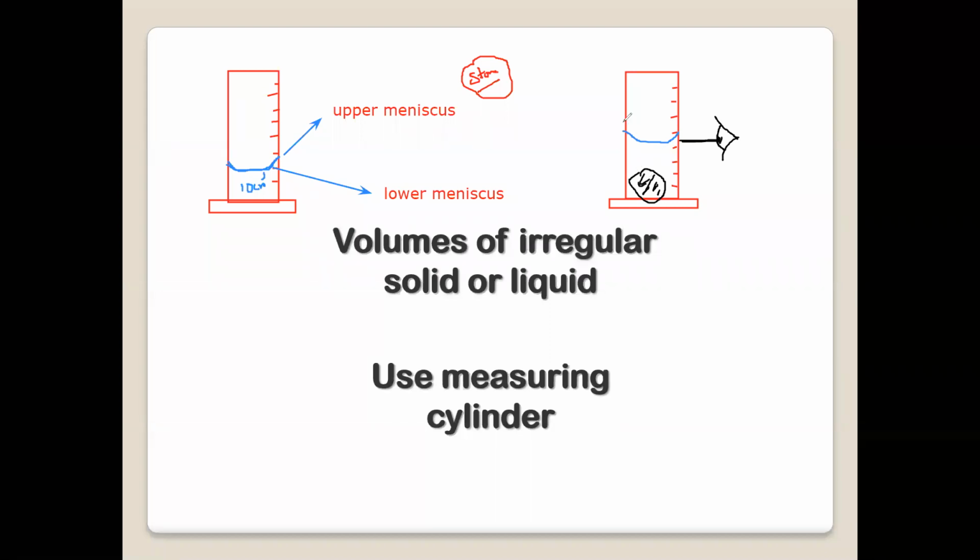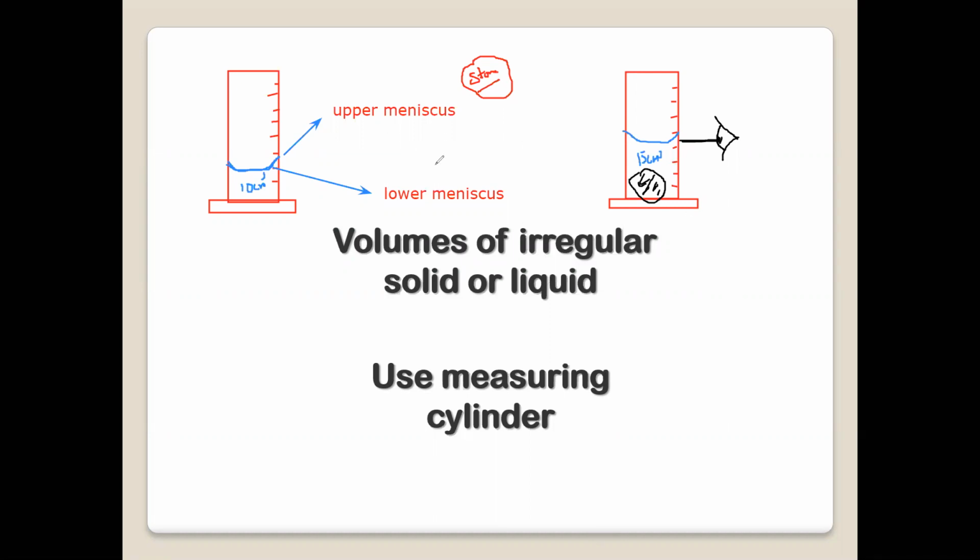For example, when you place the stone, the value was 15 cm cube. So what is the volume of the stone here? If the volume of the liquid used is 10, and when you add a stone the new volume is 15, what is the volume of the stone? It's 5 centimeter cube.